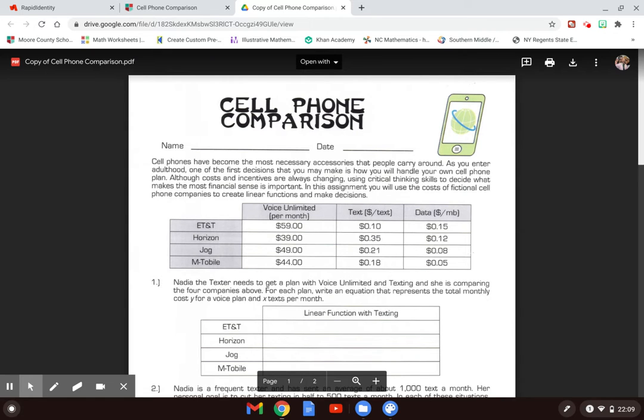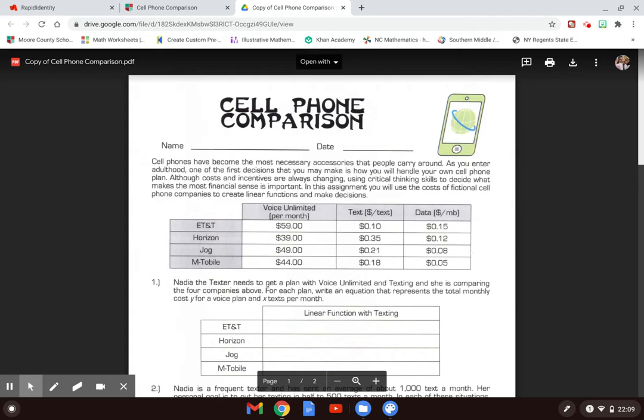What we're going to be doing today is a rather simple lesson. It's called cell phone comparison, and it's going to bring together everything that you've learned so far about writing linear models and functions, and then comparing those to come up with answers, okay? Because functions are about modeling and predicting change, and we want to be able to use math to answer questions about various situations in life.